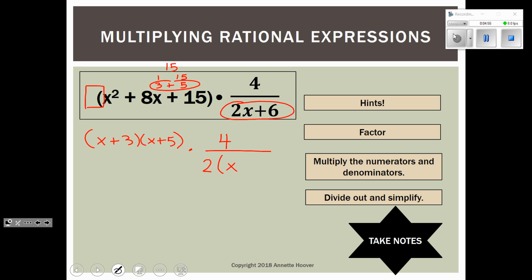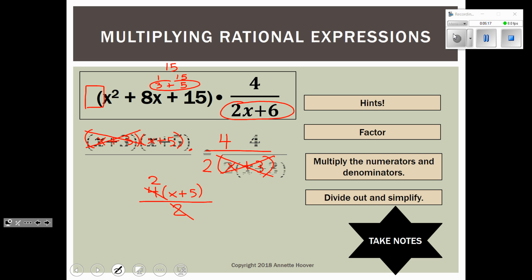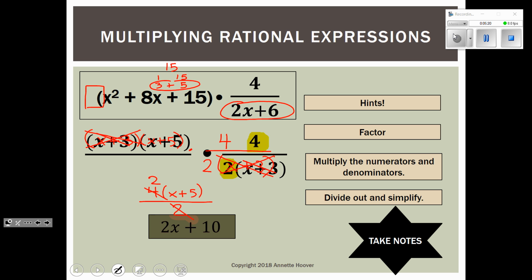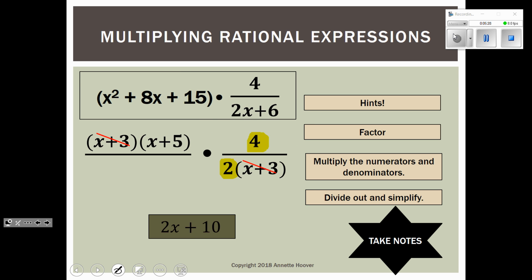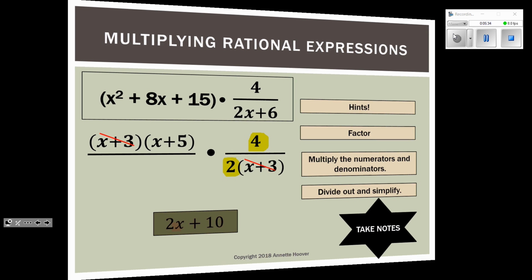That leaves 2 times x plus 3. We have identical binomials, so this top cancels out this bottom. What we have left on the top is a monomial times a binomial. On the bottom we just have 2. We can cancel out the 2, that leaves 2. So we have 2x plus 2 times x plus 5 left. And we can do the distributive property, and it would be 2x plus 10. I saw this mess here so you can see. PowerPoint did the same thing. We canceled those out, canceled out the 4 and the 2, and then the distributive property.